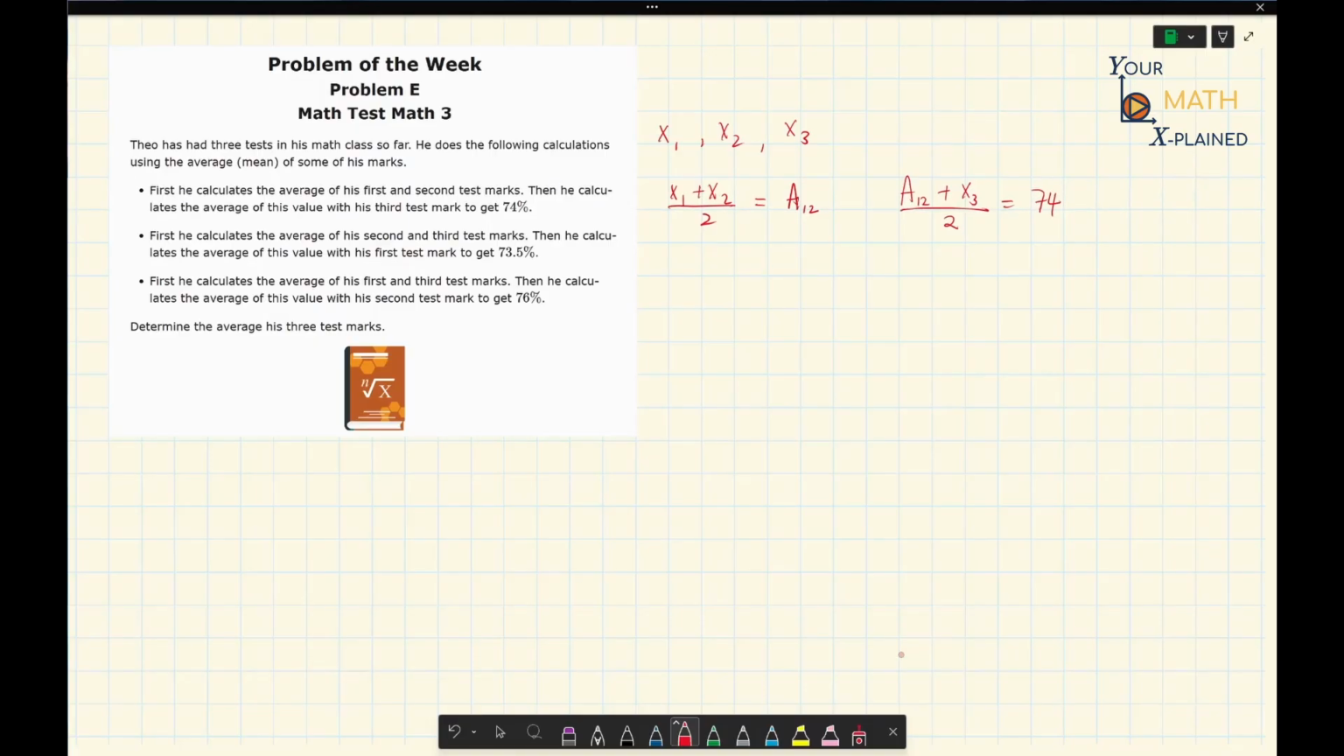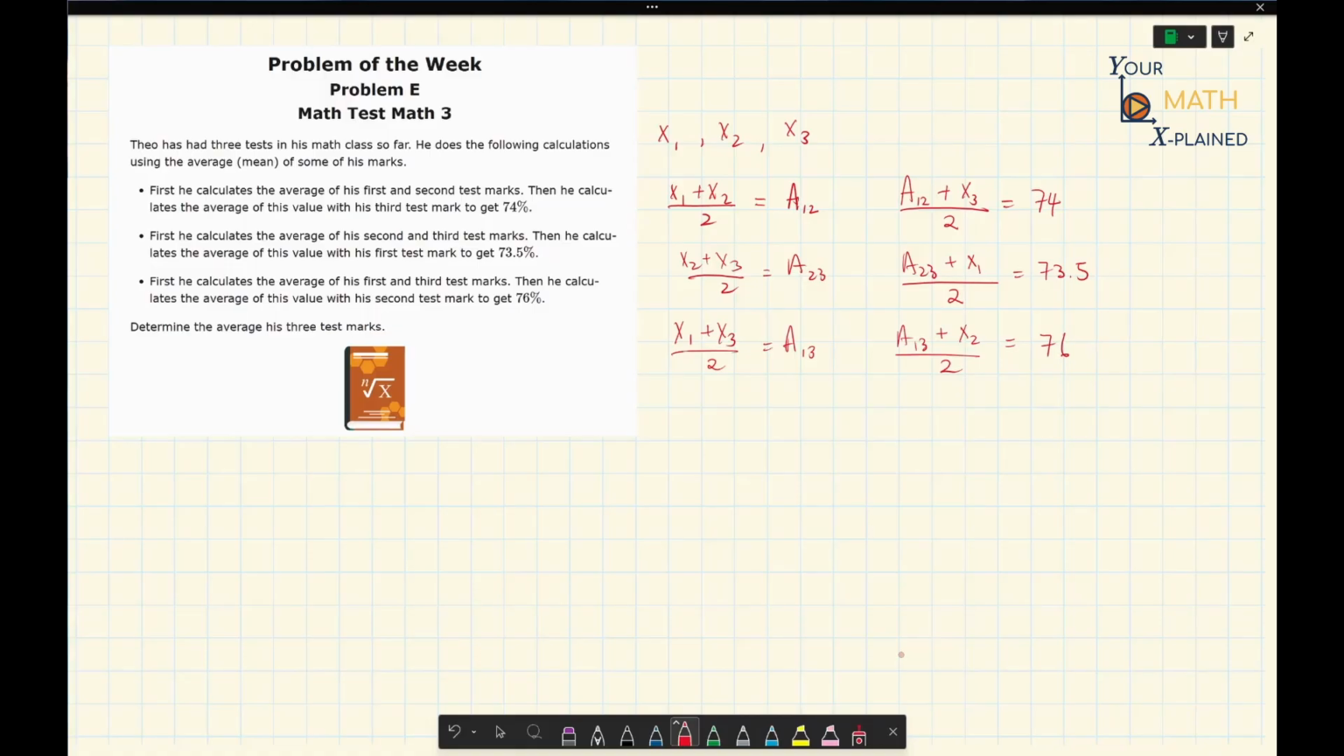We'll do the same for the second bullet point. So that's x2 plus x3 divided by 2. And this we'll call A sub 23, the average of test 2 and test 3. And then he's doing the same thing, so A sub 23 plus x1 divided by 2 is equal to 73.5. Finally, x1 and x3 divided by 2, we'll call it A sub 13, and that is being averaged with test number 2 to create 76.